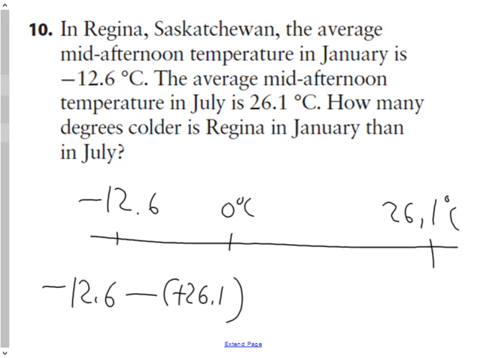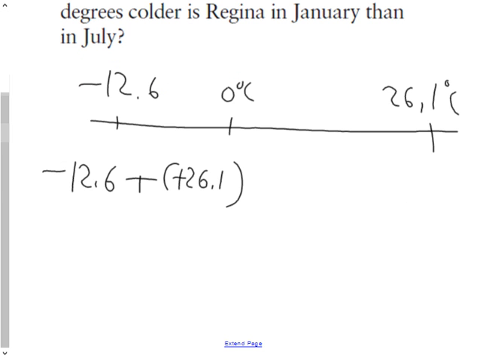So if we look at the difference between those two temperatures, keep flip change, the answer would be 38.7 degrees, or in total, 38.7 degrees temperature difference between January and July.